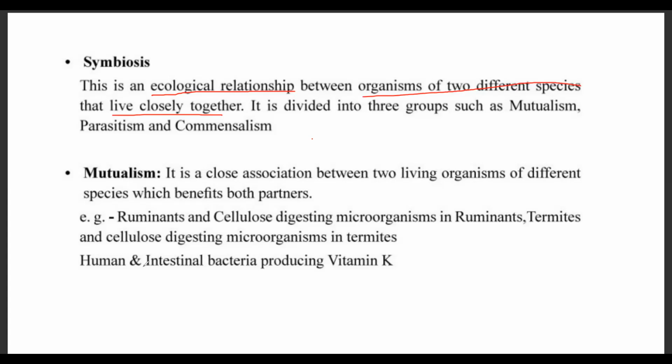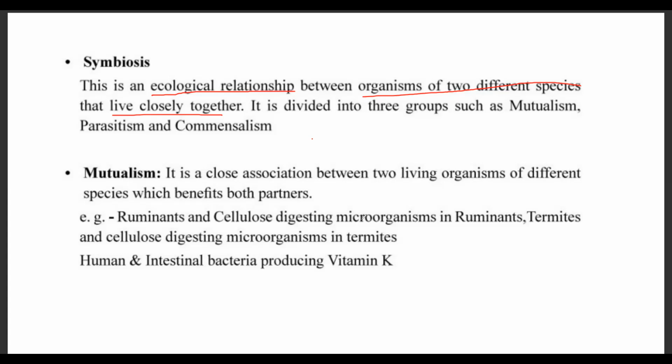Now, if we take E. coli and human, you know, under microbiology, you have learned about that. E. coli, Escherichia coli, the minimal colonization of Escherichia coli in the large intestine. They produce vitamin K in our large intestine, right? And human. So they belong to 2 different species. Both of them are microbes. Then ruminants and cellulose digesting microorganisms in ruminants. And termites and cellulose digesting microorganisms in termites. So they belong to different species.